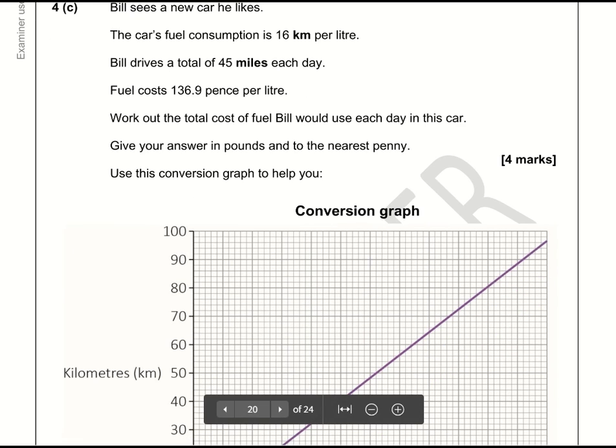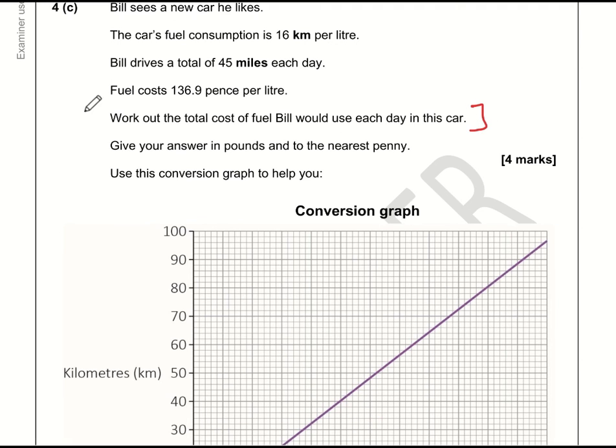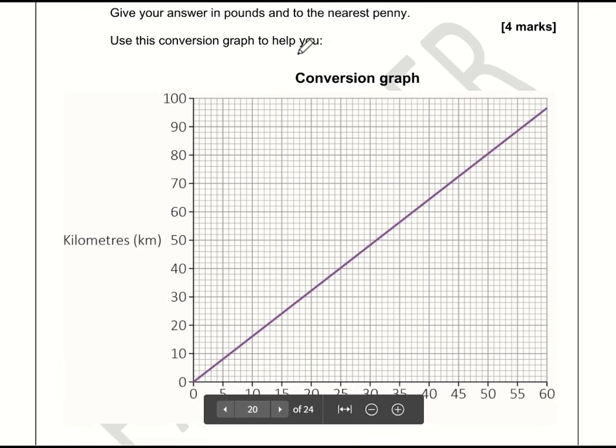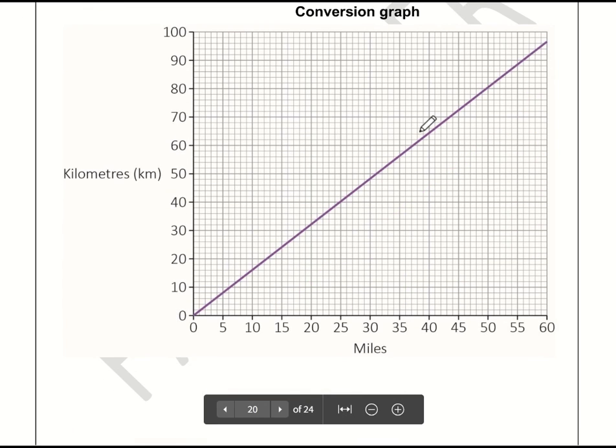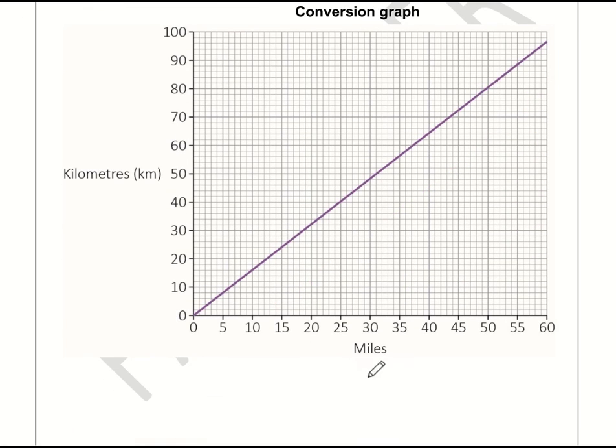Okay, so for question 4C, what we need to do is work out the total cost of fuel that Bill uses per day. Now, the fuel consumption is 16 kilometres per litre, and we know that he drives 45 miles every day. So what we need to do first of all is use the conversion graph to convert 45 miles into kilometres. So we've got miles along the bottom, kilometres up the side, so 45 miles is here. Let's just go up until we hit the line, which is here.